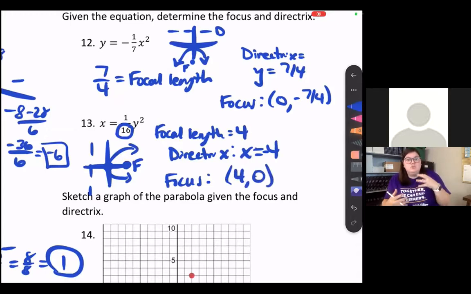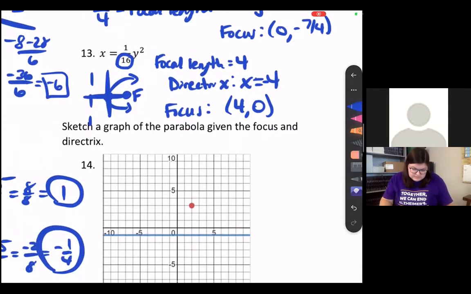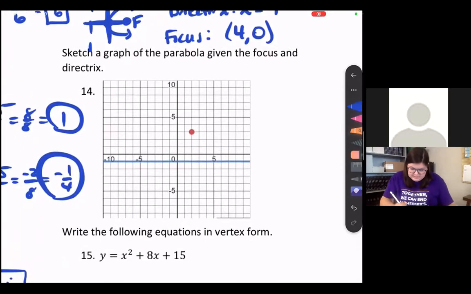So again, draw those pictures. They are super, super helpful. So make sure you draw those pictures in order to understand which way it's opening, where's the directrix, where's the focus. Okay. For number 14, this one should be super easy. You are just finding the halfway point between these two. So that's right there. There's my vertex. It always opens towards the focus and away from the directrix. So there is your answer right there with your vertex at 2, 1.